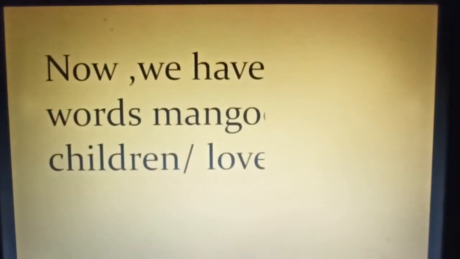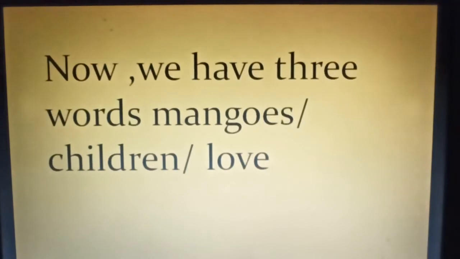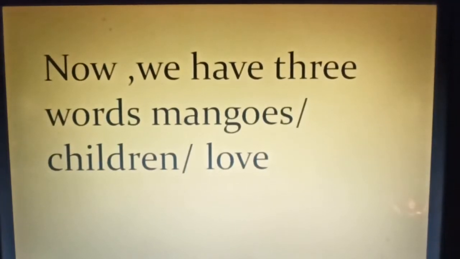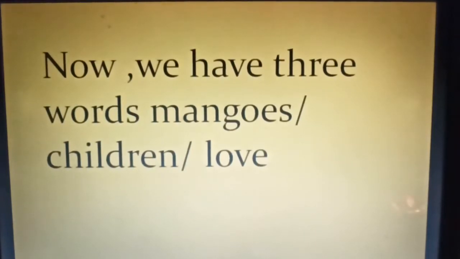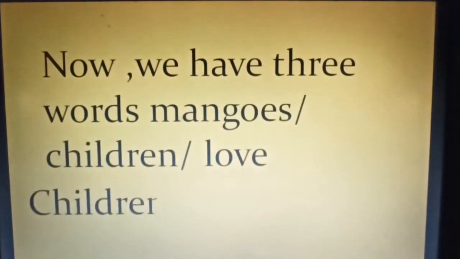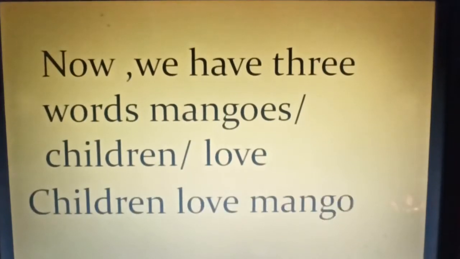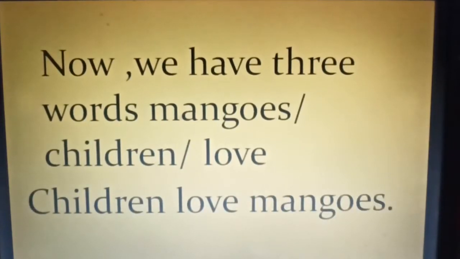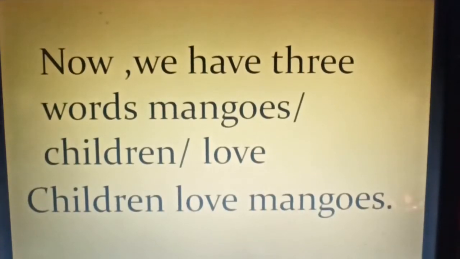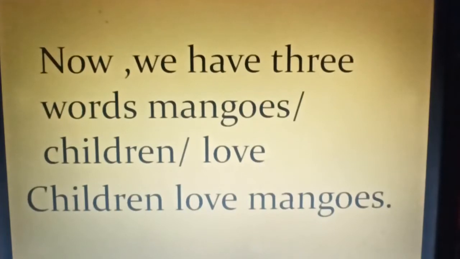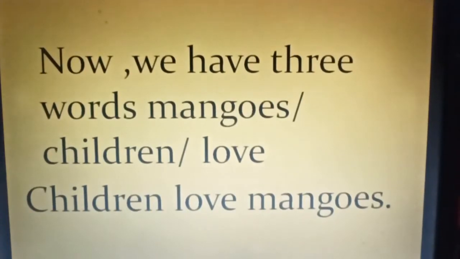Now, we have 3 words: mangoes, children, love. With the help of these words, we make a sentence. Children love mangoes. So, this is a sentence, and you came to know what letters are, and with the help of letters how we frame a word, and with the help of words how we are able to frame a sentence.